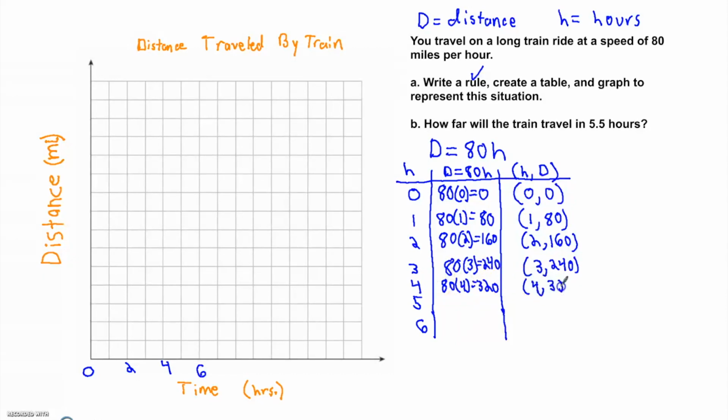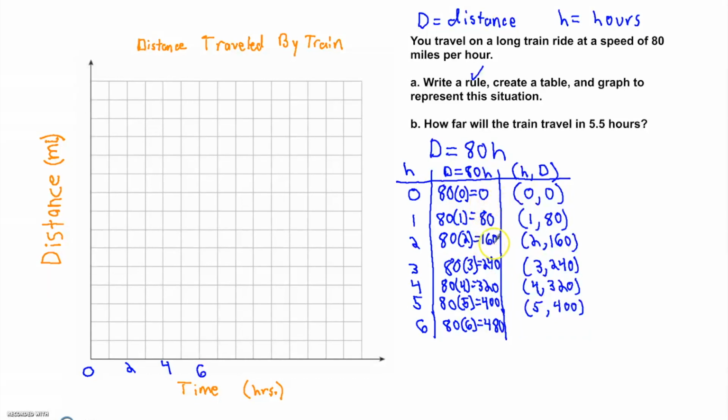Almost there, peeps. Hang in, hang in. Doing great. Then we plug in the 5. 80 times 5 is equal to 400. And so that's going to be the point 5 hours, and that will give us 400 miles. And finally, we'll plug in 6. So we'll do 80 times 6, which is going to be 480.